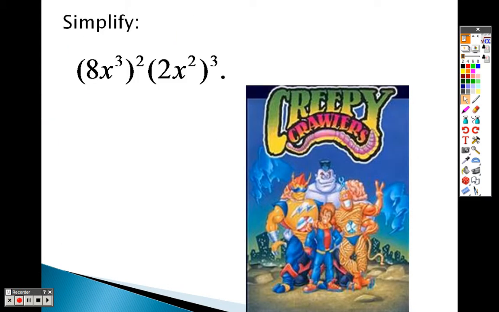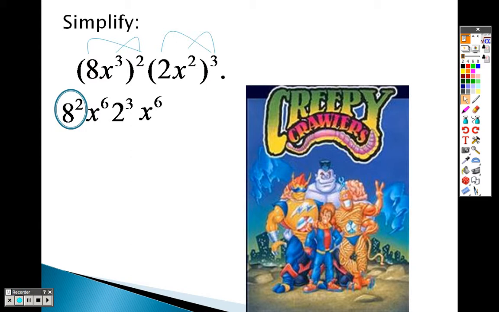So simplifying this one, take this 2 through to both, so that's the first power, so that becomes 8 squared. And taking that through, x cubed squared is x to the sixth. I have to take this 3 through, so that's like saying the first power. So 2 to the first cubed is 2 to the third. And x squared cubed is 2 times 3, which is 6.